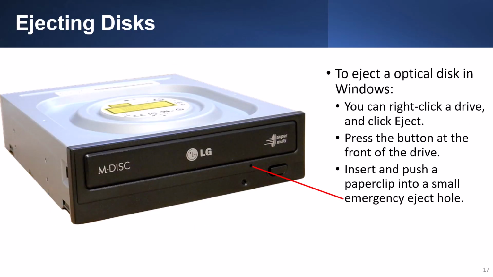To eject an optical disc in Windows, you can right-click a drive and click Eject. You can also press the button at the front of the drive. As a last resort, you can insert and push a paper clip into a small emergency eject hole.